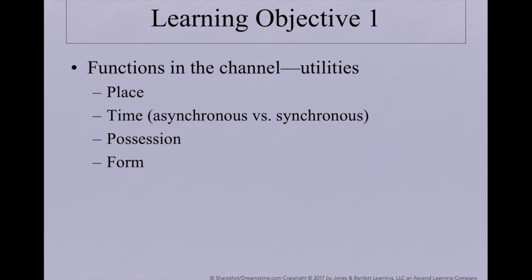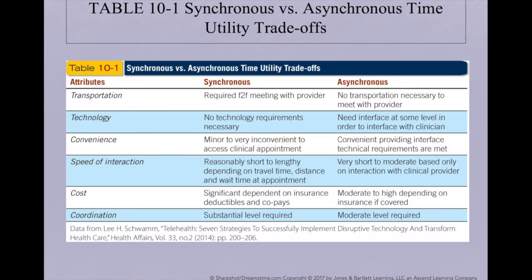Another is possession or financing. The fourth utility provided by some intermediaries is form, or alteration, in which the intermediary actually changes the product for the consumer. This chart shows the asynchronous and synchronous time utility comparison value components.